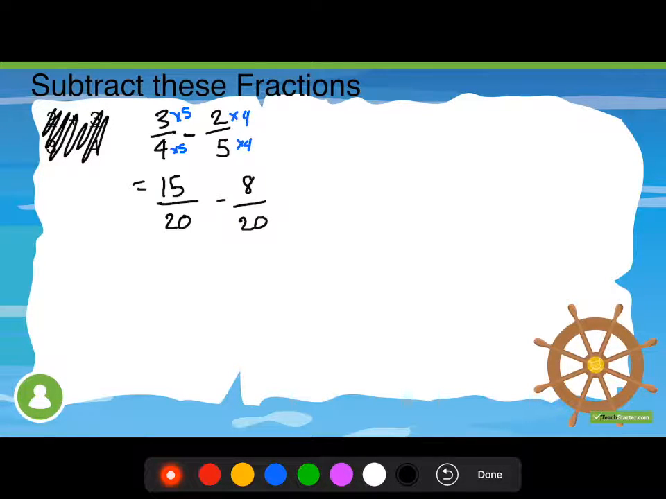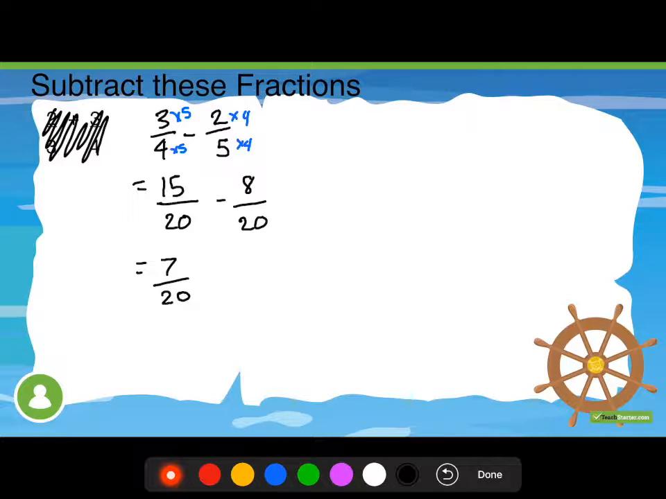Now that we have the same denominators, we can just subtract. So 15 take 8, 7, and 7 over 20. The only things that go into 7 are 1 and 7, and 7 doesn't fit into 20. So that's it. We're done.